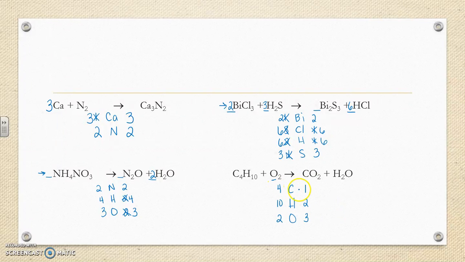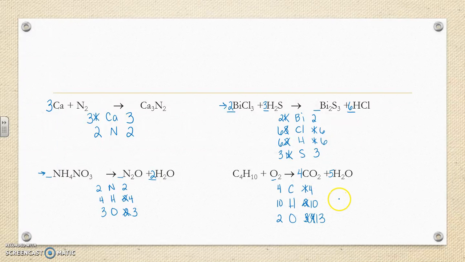All right, let's start simple. We have 4 carbons and 1 carbon on this side, so let's fix that. We put a 4. That changes us to 4 carbons. It gives us 8 oxygens plus 1 more oxygen, so we have 9 oxygens. We have 10 hydrogens on this side and 2 hydrogens on this side. So if we put a 5 here, that will give us 10 hydrogens. But it also changes our oxygens. Here we have 5 oxygens. Here we have 8 oxygens. 8 plus 5 is 13.